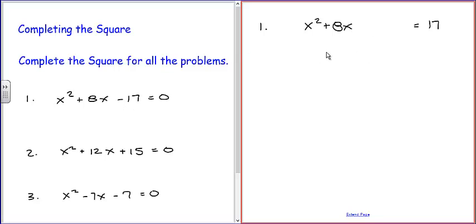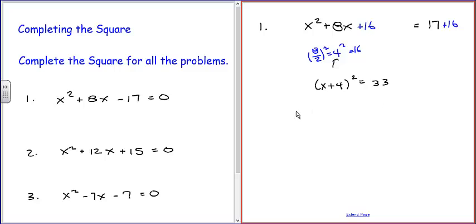Okay. So then we take 8 divided by 2 squared, which is 4 squared, which is 16. So we add 16, add 16. You can combine these or make this into a complete square. X plus 4 is that number right there. Squared is equal to 33.